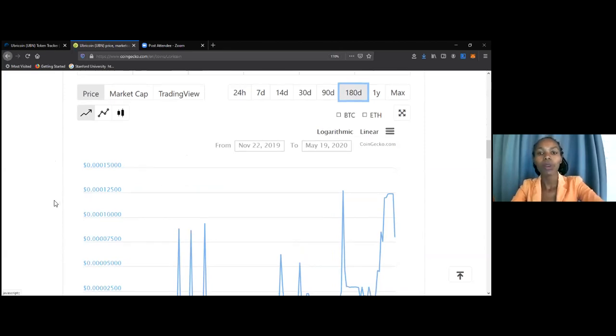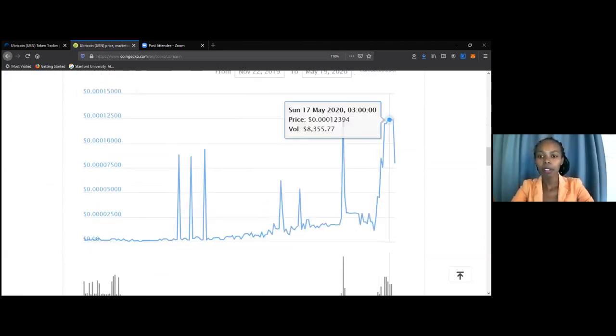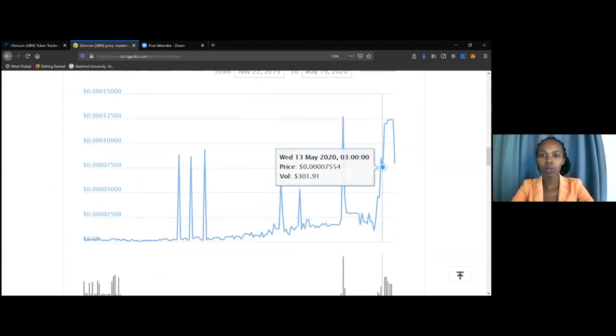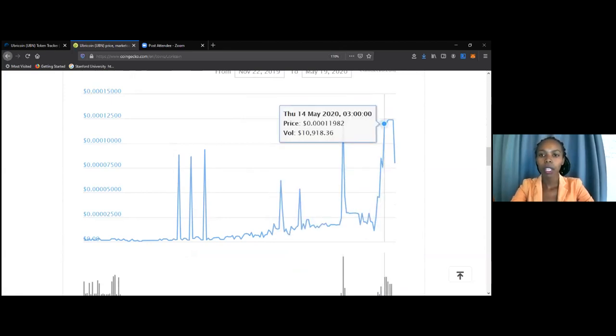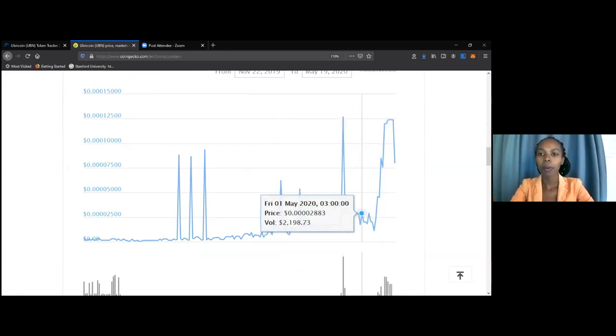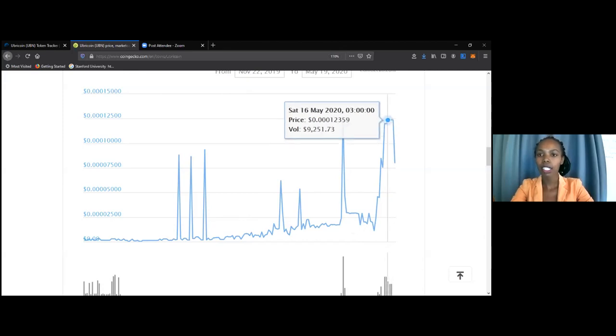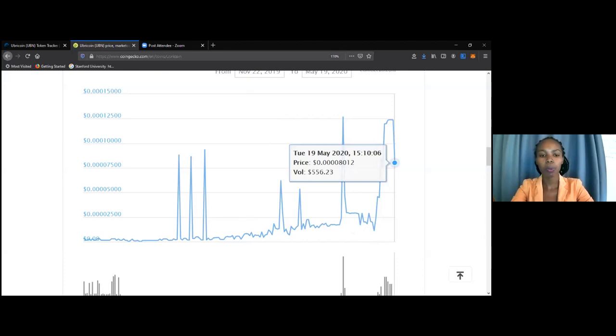You can see here, previously this graph was peaking, or the price was going up, but it reached today and the price has been going down. This is what we want to prevent. And for that, I'm going to take you to the market.